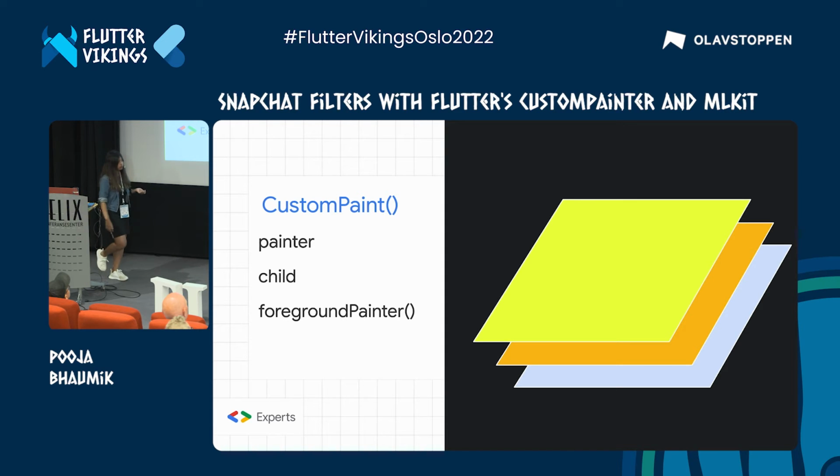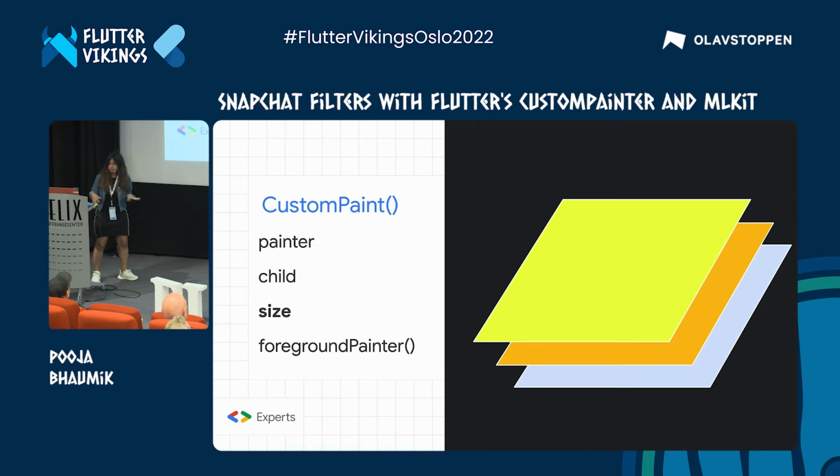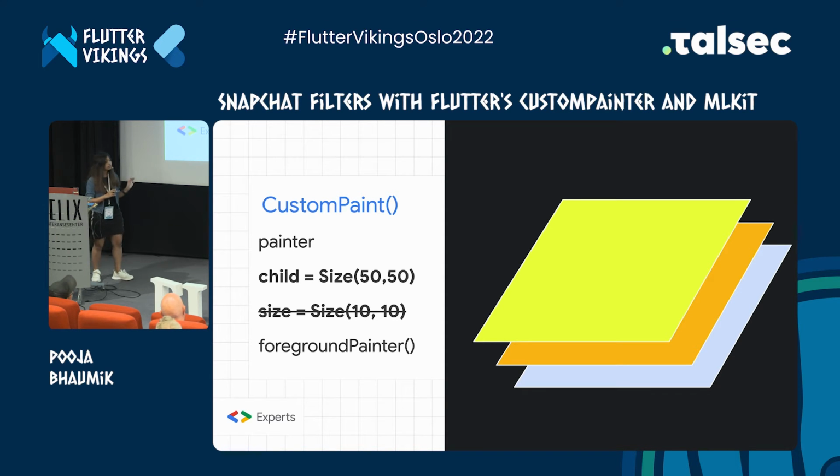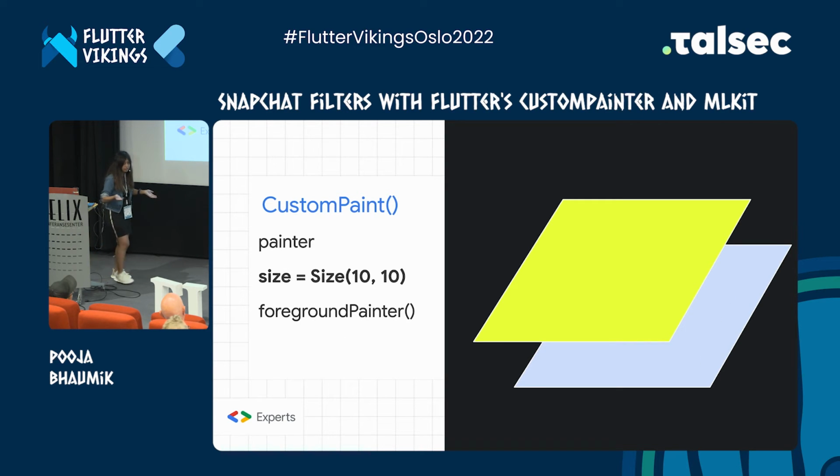We also have another property, which is the size. If size is given as width 10 and height 10, and the child is given as width 50 and height 50, what do you think will be the size of the custom painter? Any guesses? Is it 50 or 10? All right. When you have a child with some size, this size property is completely discarded. So the size of the canvas is going to be 50/50. But if your child is not present, then the size is going to be 10/10.